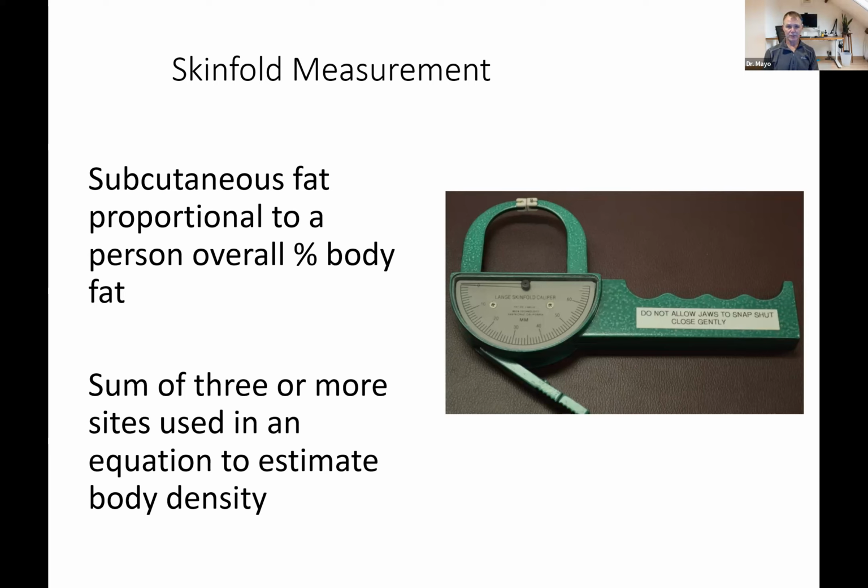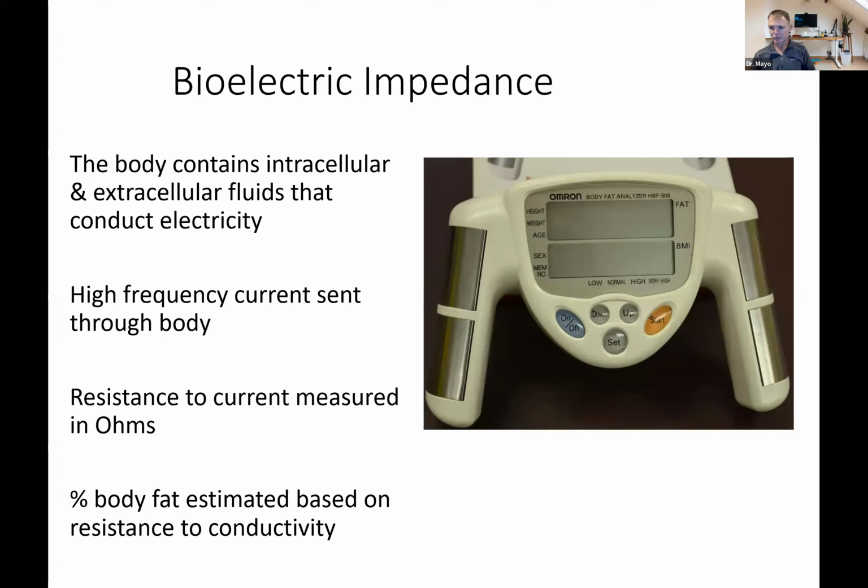And that's how you get the 3 sites. You add those up, the sum of the 3 sites, and then you plug that into the calculation to get the body density and then to get body fat. Everybody okay with this? But again, it goes back to the fact that with this method, subcutaneous fat is proportional to your overall total body fat. And then the last assessment method for body composition is bioelectrical impedance.